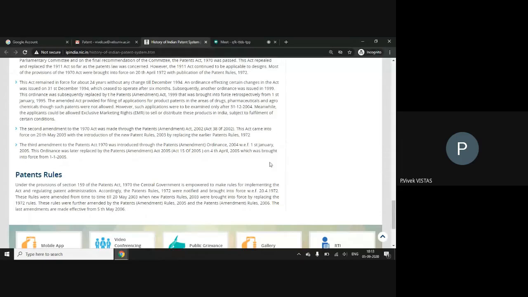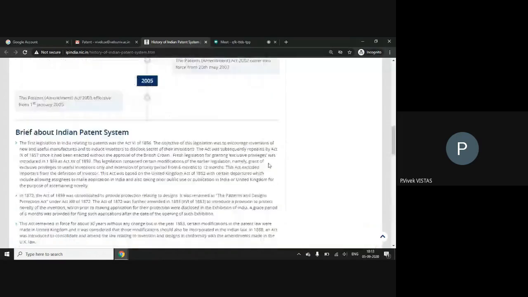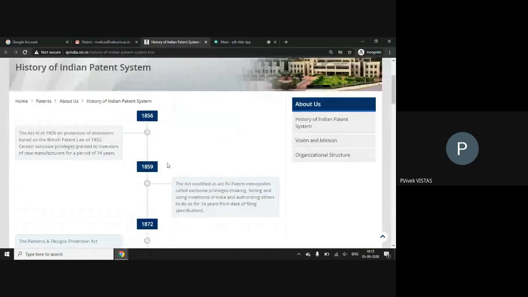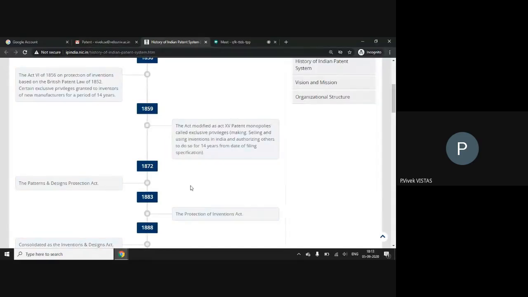So these are some of the years which passed through the patent. Manoj has explained, in 1856 they have framed the Patent Act, and then how it is modified, and then the Patent and Designs Protection Act was framed in 1872.